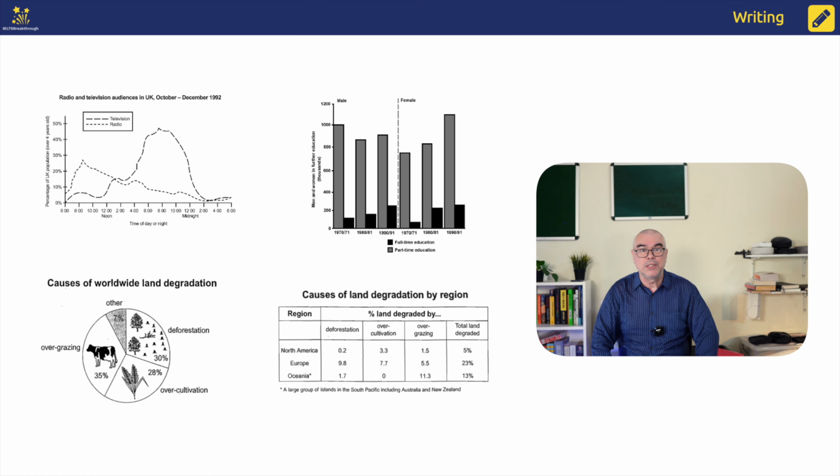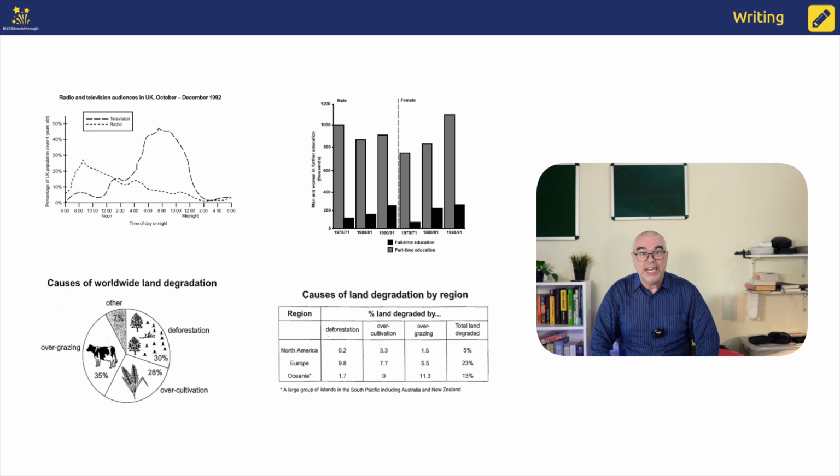As I said, Task 1 is all about describing visual information, and the visual information will be presented to you in the form of charts. There are 4 common chart types you can expect.